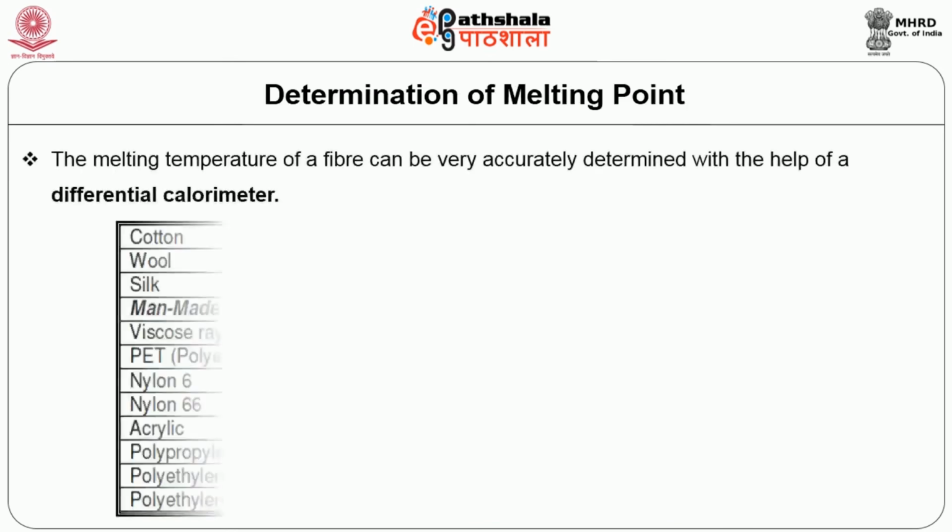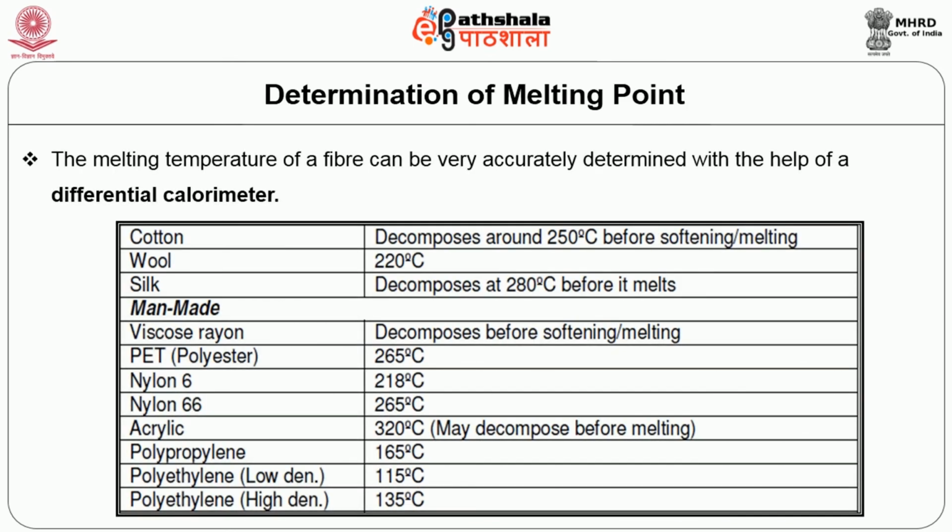Then another test will be the determination of the melting point of the fiber. The melting temperature of the fiber can be accurately determined with the help of a differential calorimeter. Cotton will decompose around 250 degrees centigrade before softening or melting. If the fiber is wool, it will decompose around 220 degrees centigrade. In the case of silk fiber, it decomposes at around 280 degrees centigrade before it melts.